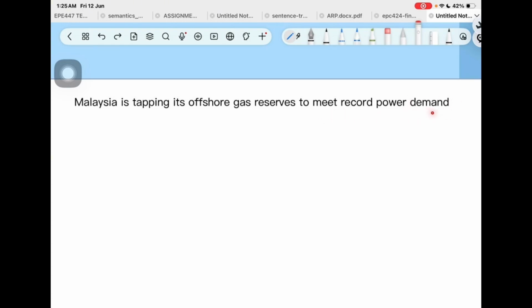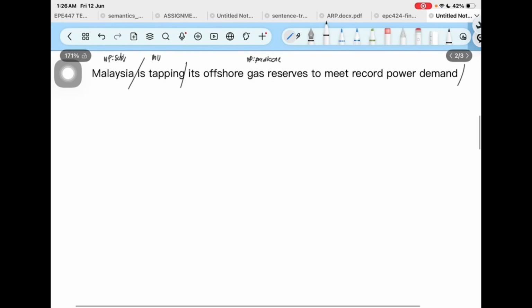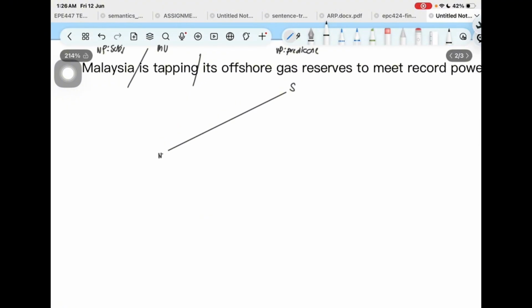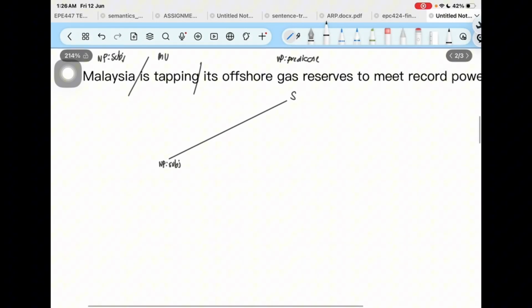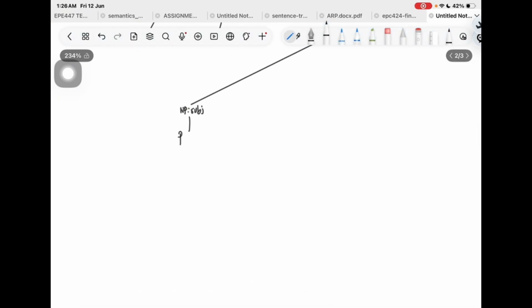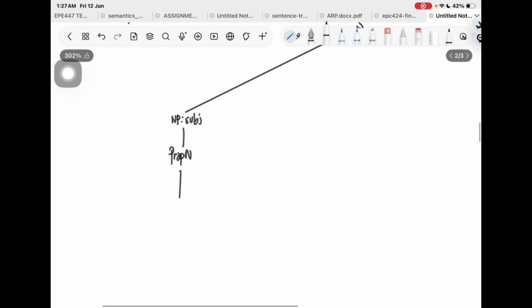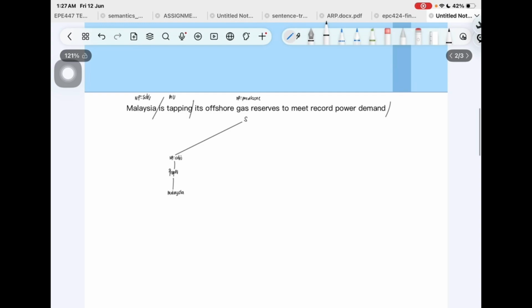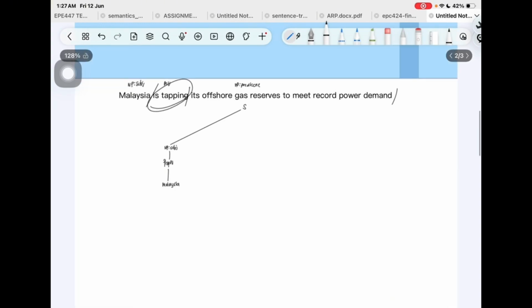Today, I will explain the syntactic tree diagram of the sentence, Malaysia is tapping its offshore gas reserve to meet record power demand, that I got from my portfolio one. So first of all, we're going to put S as a sentence, and then noun phrase subject, which is for Malaysia, and right here we're going to put proper noun because it's the name of a country, here Malaysia, and then we're going to diagram these two, which is going to be right here.